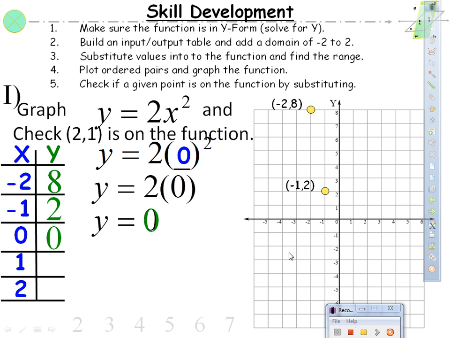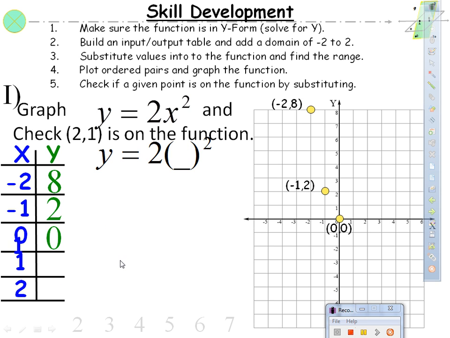Yes, for right now, yes. I want to make sure that you understand what you're plotting and what you're doing. Next one, we substitute 1, and 1 squared is 1, so 2 times 1 is 2. And that goes here, and if we plot our point, 1, 2.